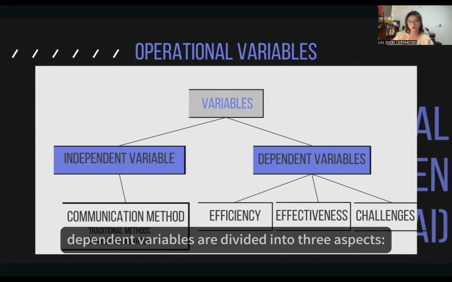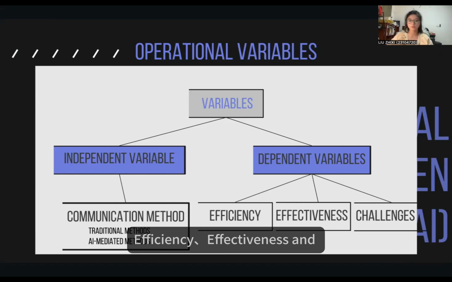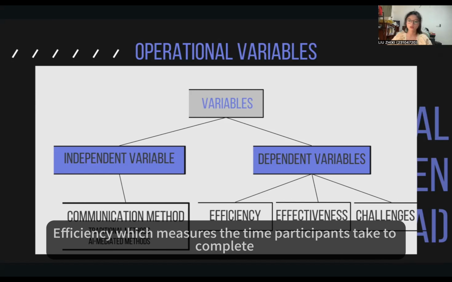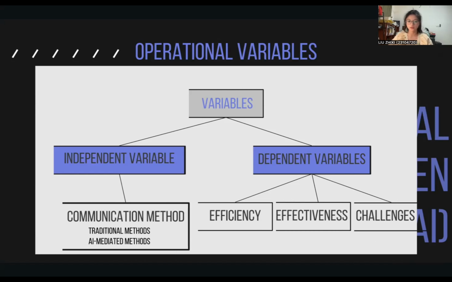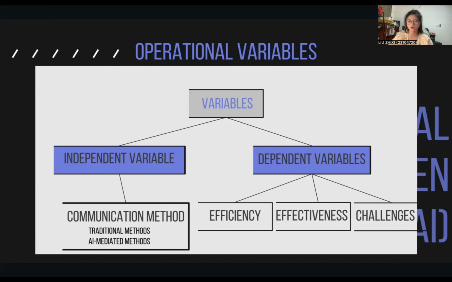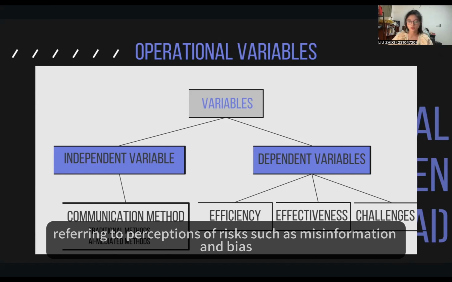The dependent variables are divided into three aspects: efficiency, effectiveness, and challenges. Efficiency measures the time participants take to complete tasks. The next is effectiveness, which evaluates scores on comprehension and memory tests. And the last one is challenges, referring to perceptions of risks such as misinformation and bias.